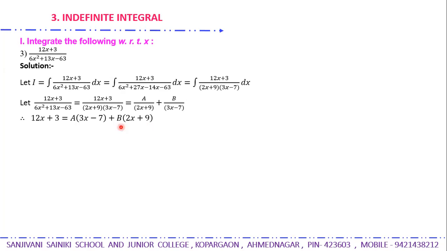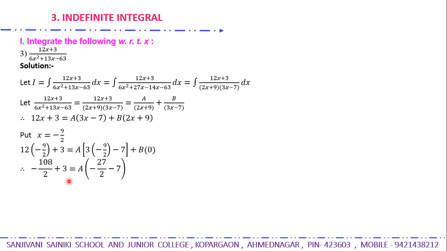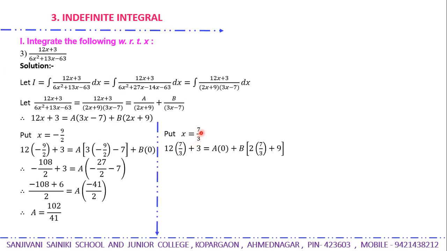So put x is equal to minus 9 by 2 so that it becomes 0 and you will get the value of a. Similarly, put x is equal to 7 by 3. Then we will obtain, after putting 7 by 3, 12 into 7 by 3 plus 3 is equal to a into 3 into 7 by 3. So the 3 will get cancelled. 7 minus 7 becomes 0. So a into 0 and b into 2 times 7 by 3 plus 9. So in this case, you will obtain the value of b.